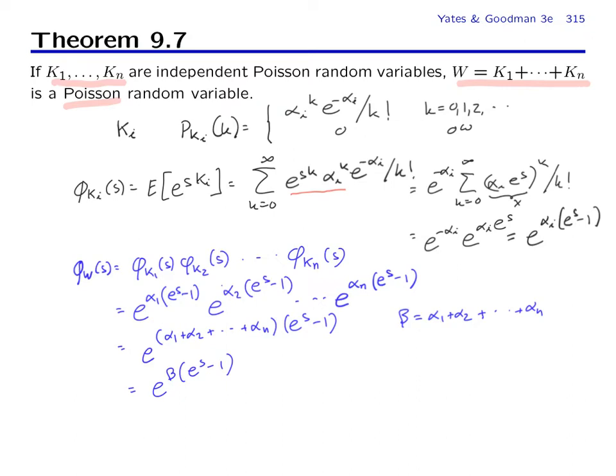And now what we realize is that the moment generating function of W has exactly the same form as the moment generating function of each ki. The only difference is that with ki, the expected value is alpha i for the Poisson random variable. Now we have a Poisson MGF where the expected value is beta, the sum of the alphas.